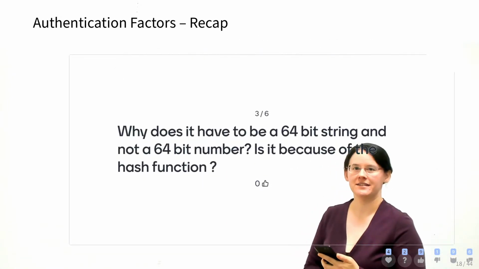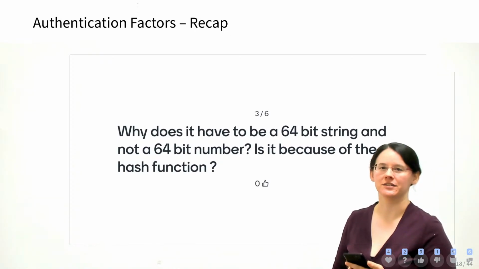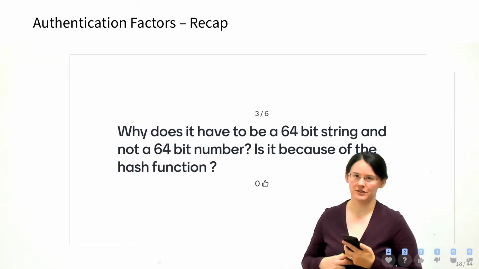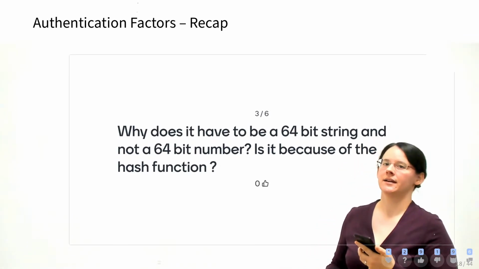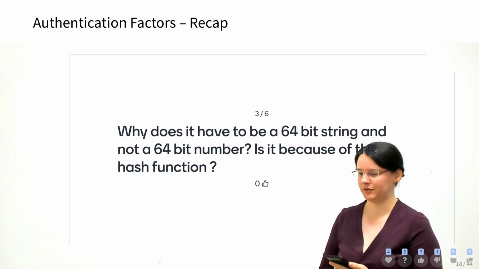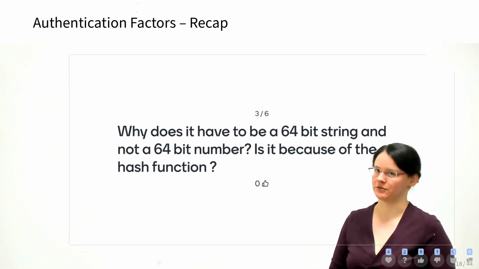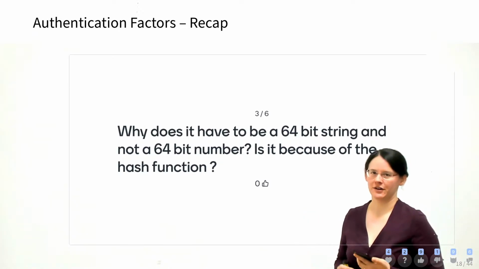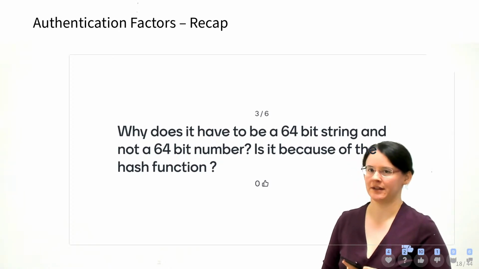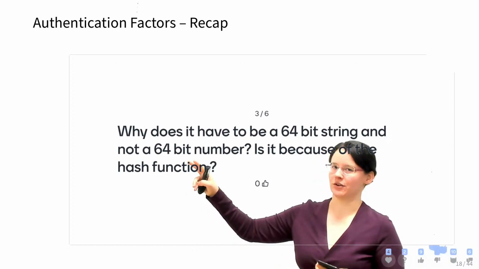Why does it have to be a 64-bit string and not a 64-bit number? Is it because of the hash function? So I guess this is referring back to my answer to the salt question. Yes, it's going to be encoded as a bit string whenever it's input into a hash function. So hash functions are generally defined to work on inputs that are bit strings. So whatever we put into a hash function, we need to convert it to that format first. However, if you're looking at a 64-bit number on your computer, it is already a bit string.